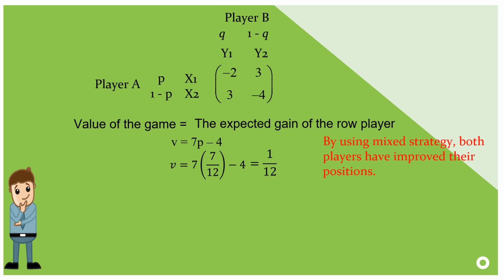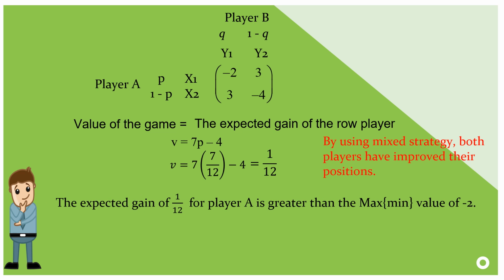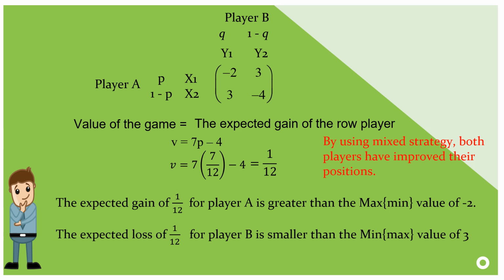Notice that by using mixed strategy, both players have improved their positions. That is, the expected gain of 1/12 for player A is greater than the maximin value of negative 2. The expected loss of 1/12 for player B is smaller than the minimax value of 3.